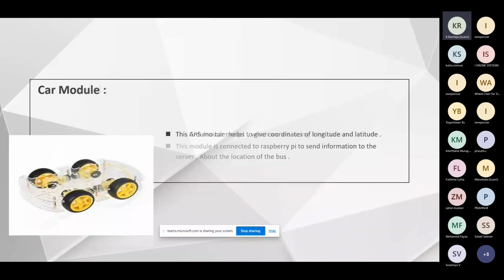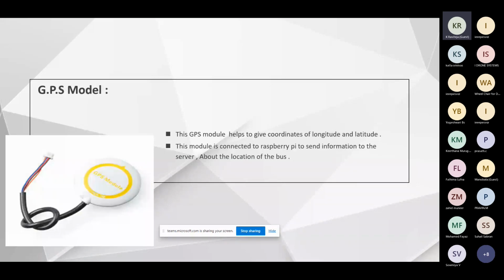Next one is the GPS module. The GPS module is used for gaining the latitude and longitude coordinates. Through these coordinates only, we can locate the location of the vehicle. This module is connected to the Raspberry Pi for receiving the information of the vehicle location.